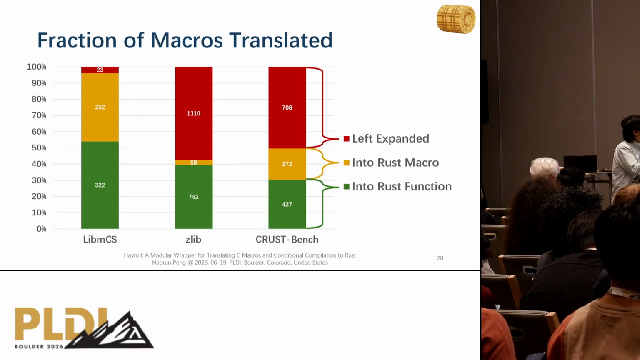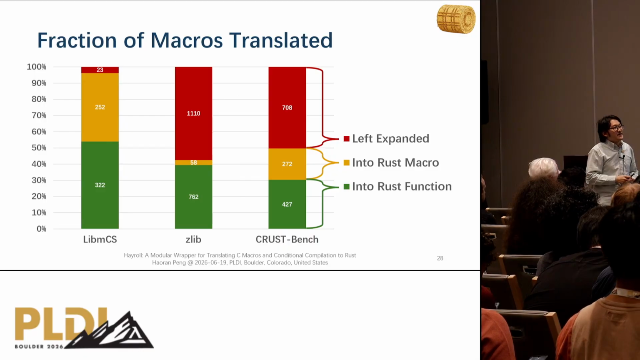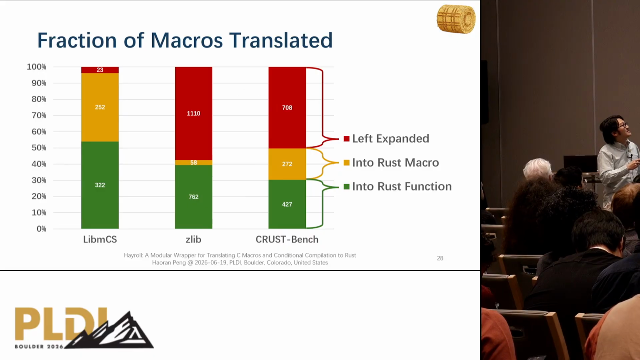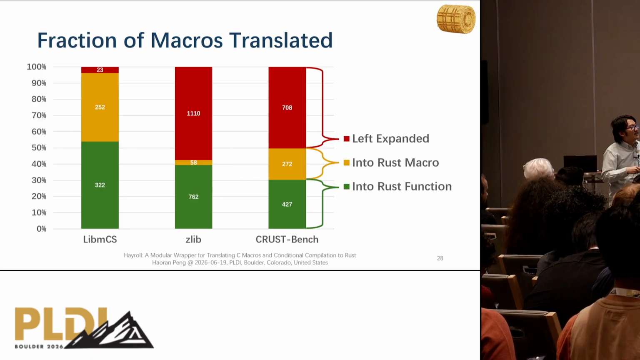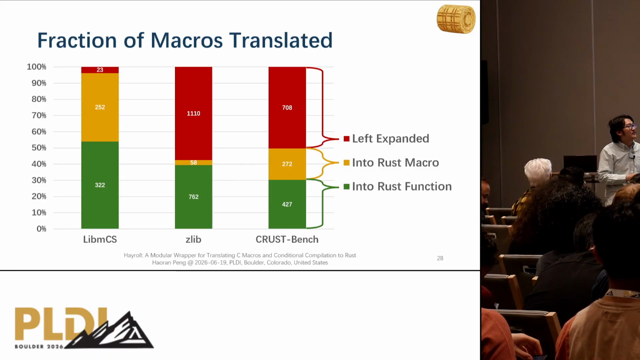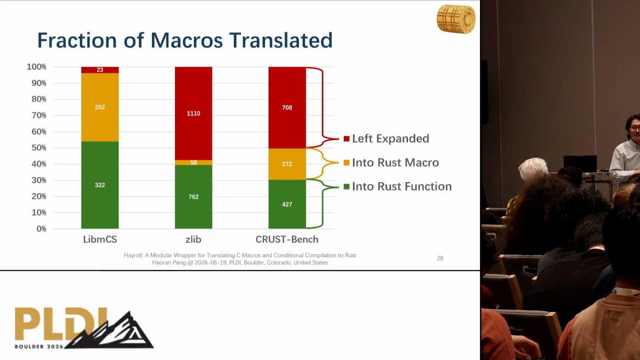For example, in libmcs, a math function library, they have very disciplined use of macros, basically math functions, so we're able to translate almost all of them. In zlib and CRUSTBench, there's a lot more non-syntactical use of macros, which we were not able to translate in the best way. We just left them expanded. But this doesn't mean we cannot translate their program. It's just that the macros are left expanded.